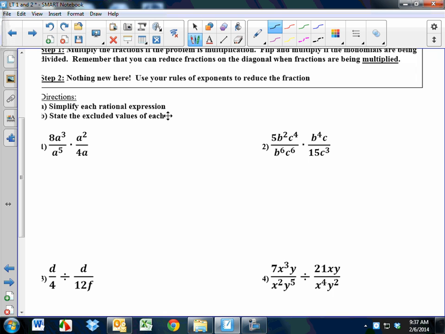I want a disclaimer here. We are not going to state the excluded values, not for any division problems. I won't ask you that, okay? All right, so number 1, how do we multiply fractions?